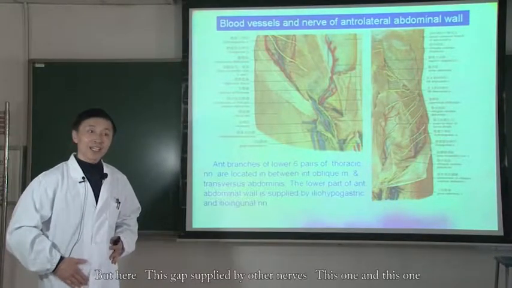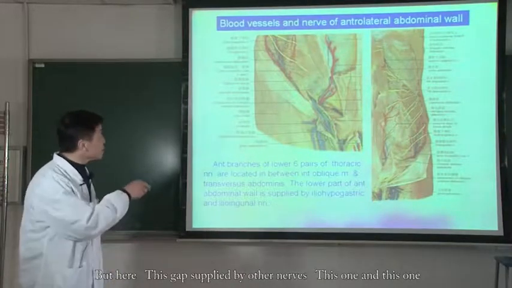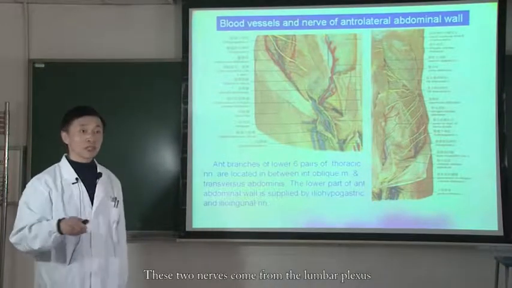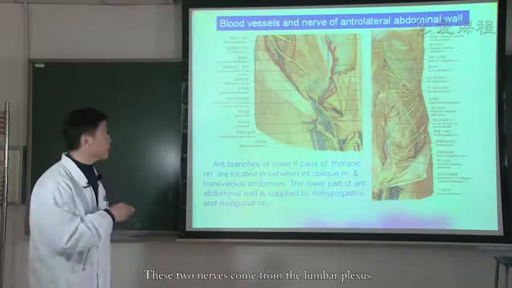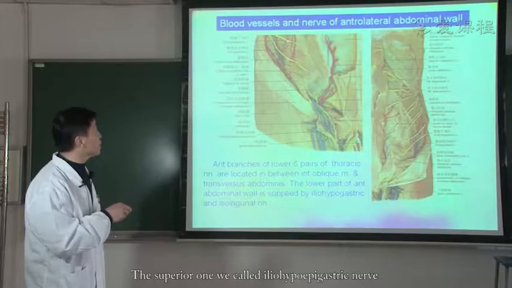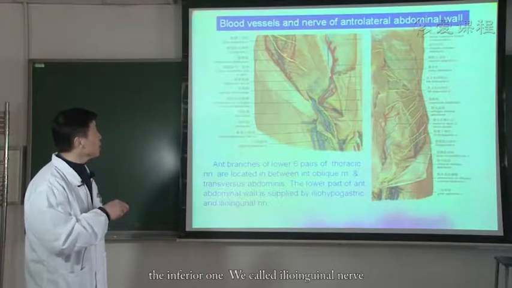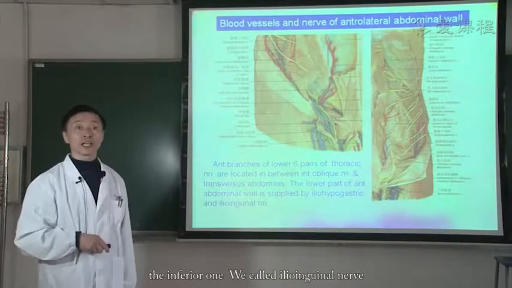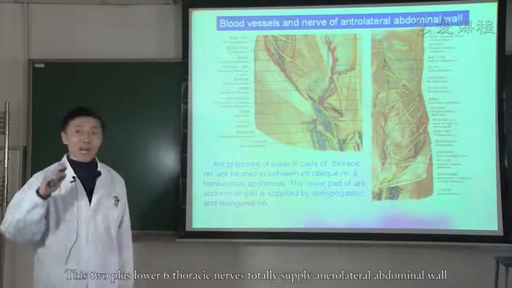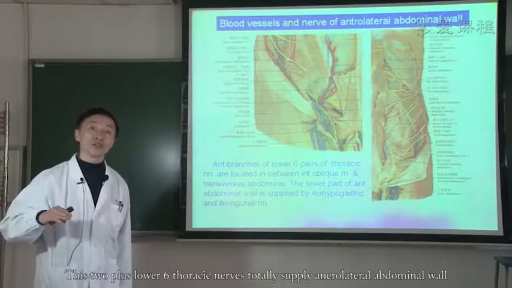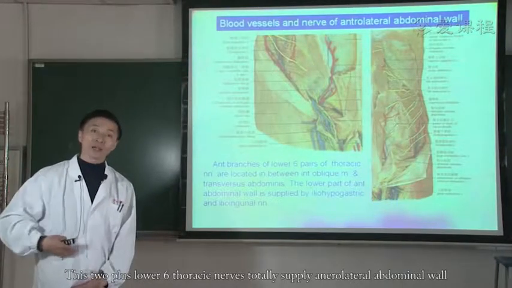But here, this gap is supplied by other nerves, this one and this one. These two nerves come from the lumbar plexus. The superior one we call the iliohypogastric nerve. The inferior one we call the ilioinguinal nerve. These two plus the lower thoracic nerves totally supply the anterolateral abdominal wall.